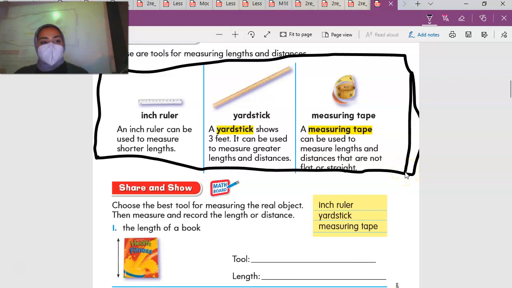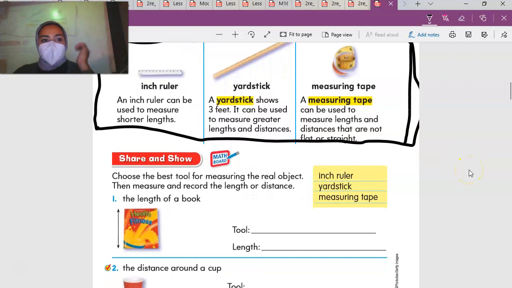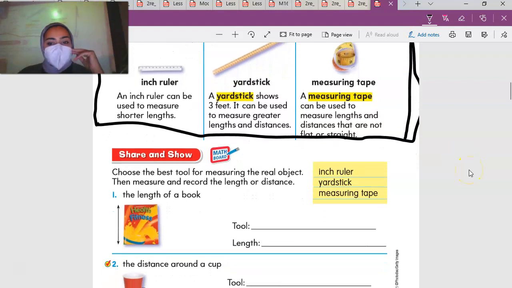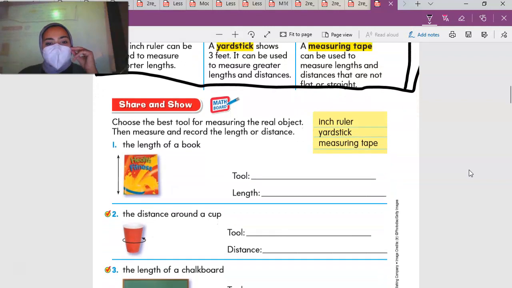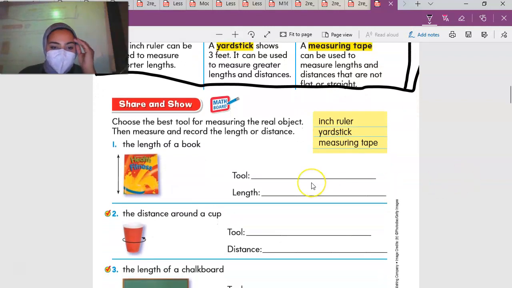Inch ruler. Guys, because this is spelled correctly here, if you spell it incorrectly here, I'm going to make you do it again or I will count it wrong. Because that tells me you are just being lazy. It's spelled right there.